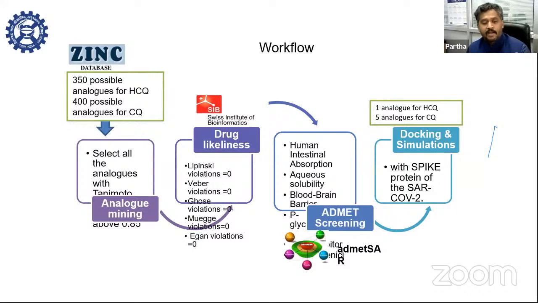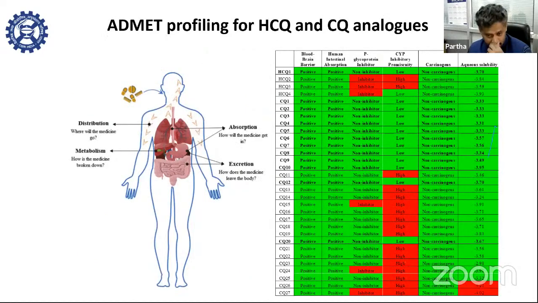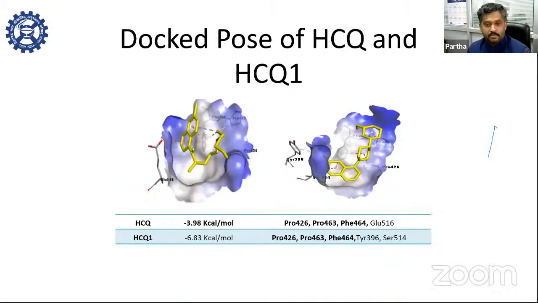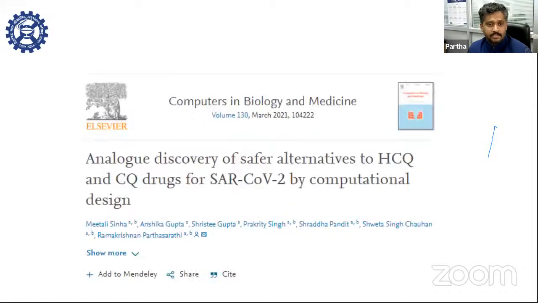Finally, we picked almost 30 compounds at each level, and it got reduced. Finally, we got around 6 compounds as replacements for hydroxychloroquine and chloroquine. People can directly go and do the testing and go for the drug development process. Okay, this was recently published.